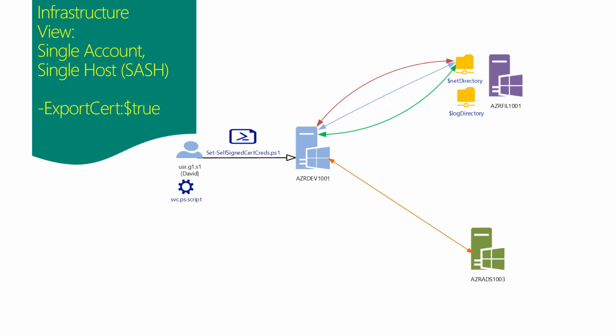Since this is the initial execution of the script and we haven't already created a self-signed certificate, we'll need to create it by selecting the Export Cert switch. Next, a new self-signed certificate for document encryption will be created, followed by a prompt requesting the service account password. The service account password is then encrypted and exported to the artifact directory specified earlier in step 1.